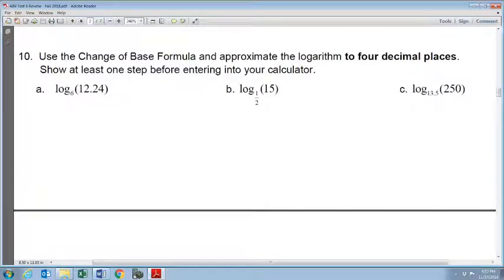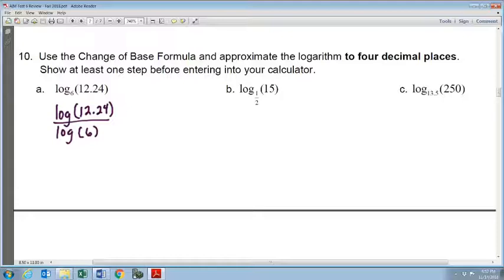In this video, I'll continue working on the Test 6 review. On number 10, we're using the change of base formula to get an answer to 4 decimal places. And it does say show at least one step, so we want to see this one step where you actually use the change of base formula. And the way it works is it's going to be the log of the higher number over the log of the lower number. And that's how we use the change of base formula.